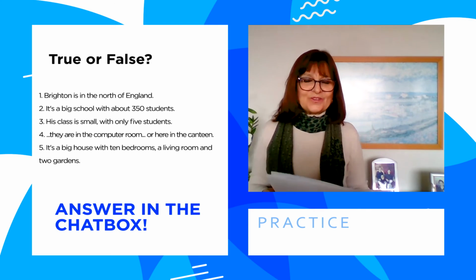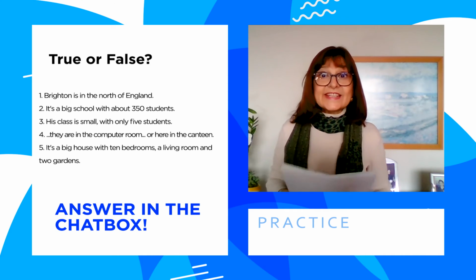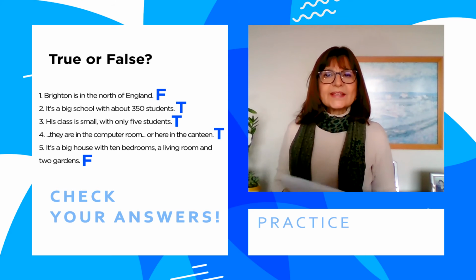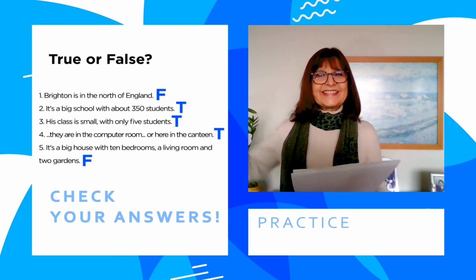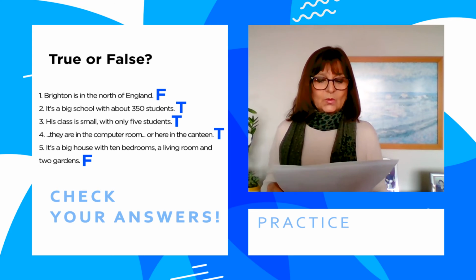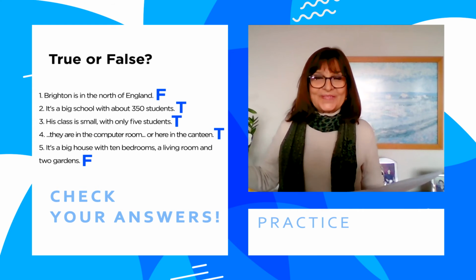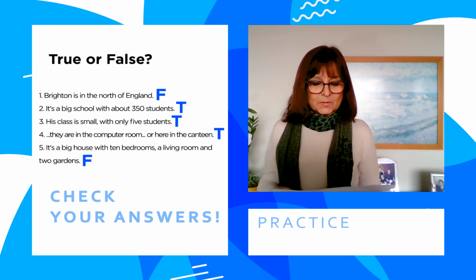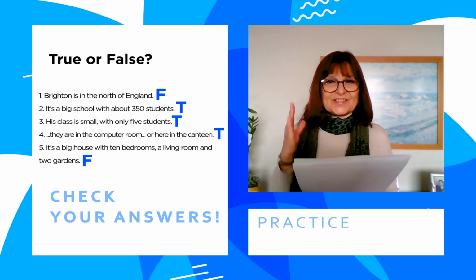Okay, thank you for participating. Now let's check our answers. Number 1, Brighton is in the north of England. False, it's in the south of England. It's a big school with about 350 students. True, that's true. His class is small with only 5 students. Correct, it's true.